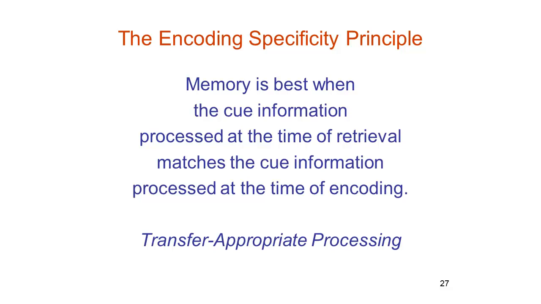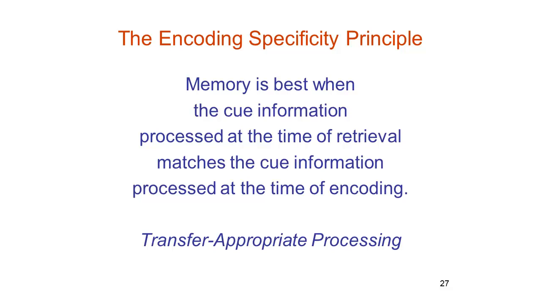Considerations such as this lead us to the principle of encoding specificity in memory. The encoding specificity principle states that memory is best when the information processed at the time of retrieval matches the information processed at the time of encoding. Put another way, memory of an event is a function of the degree to which the cues present at the time of retrieval match or overlap with the cues present at the time of encoding. The encoding specificity principle is sometimes referred to as the principle of transfer appropriate processing. We don't have to go into that now, but if you do further reading in the research literature on memory, you'll see transfer appropriate processing crop up in lots of articles.